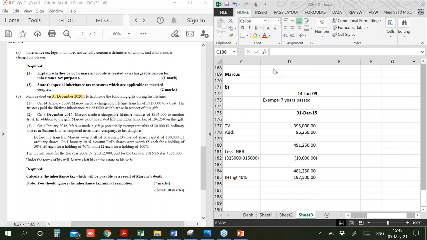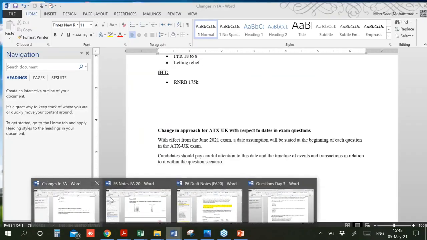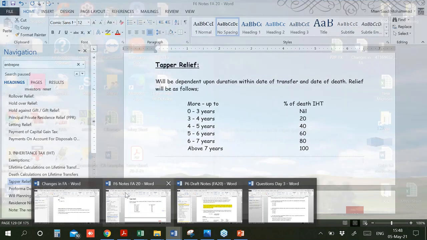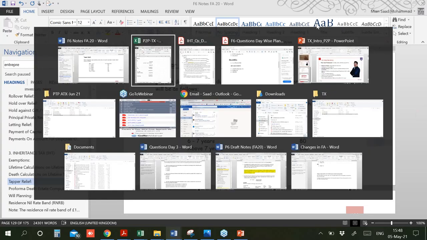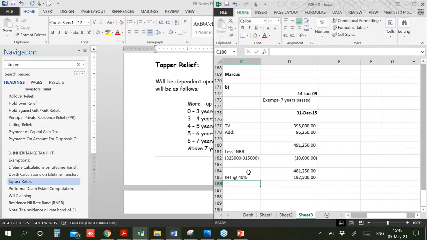And in 5 to 6 years, if we consult our notes to check what is the amount of taper relief available, it states 60%. 60% is available. Now that discount percentage applies on this tax. So TR stands for taper relief at the rate 60%.